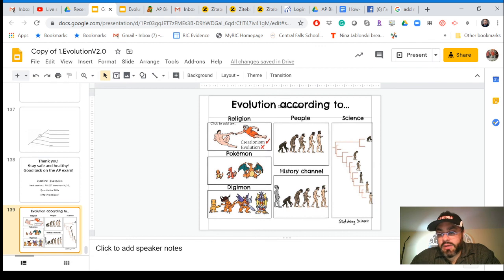So I'm going to leave you with this kind of funny thing here. Evolution, according to religion, is creationism, not evolution. And according to people, the History Channel, science, this is actually what we're looking for here, right?